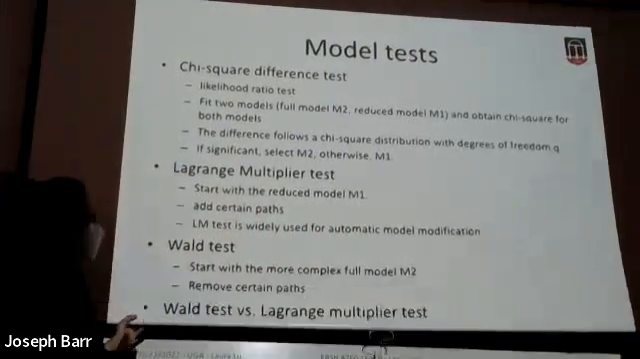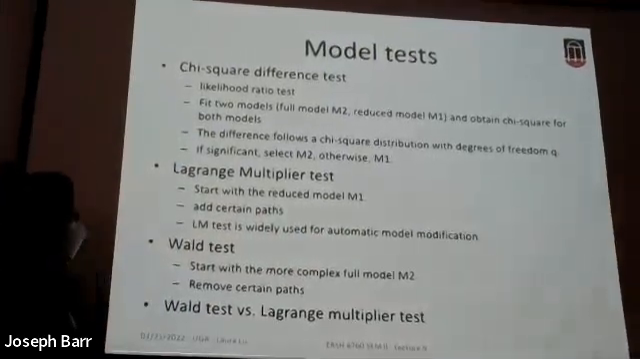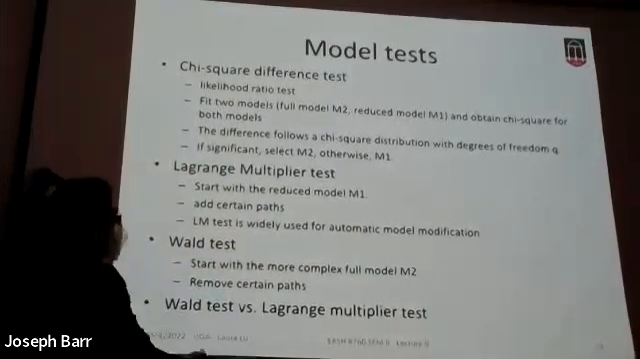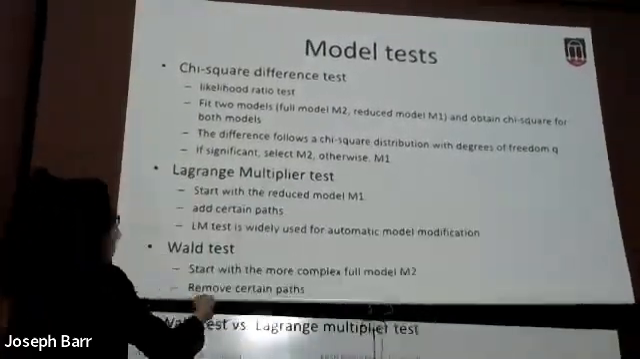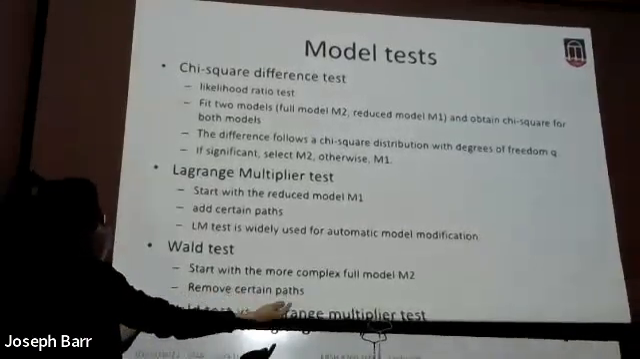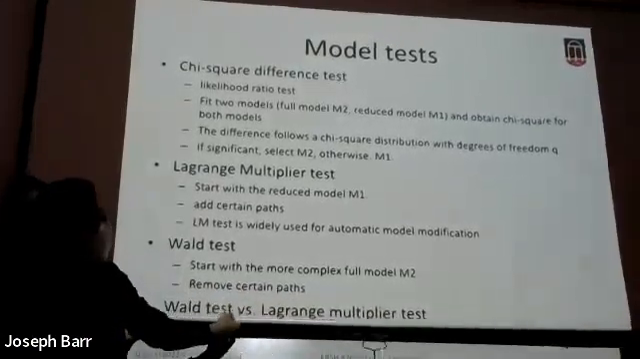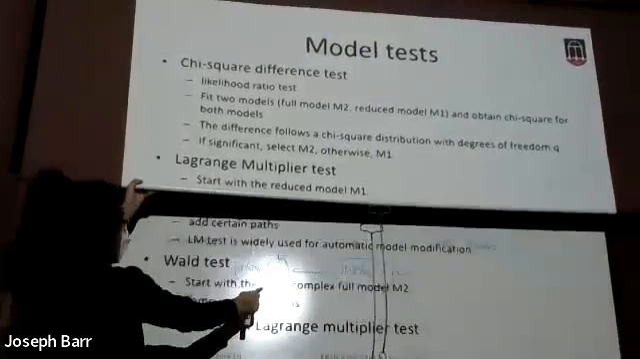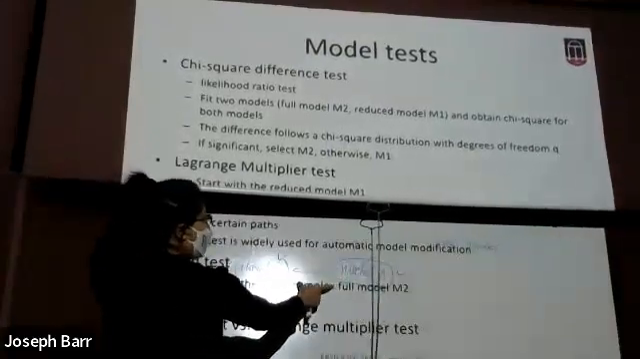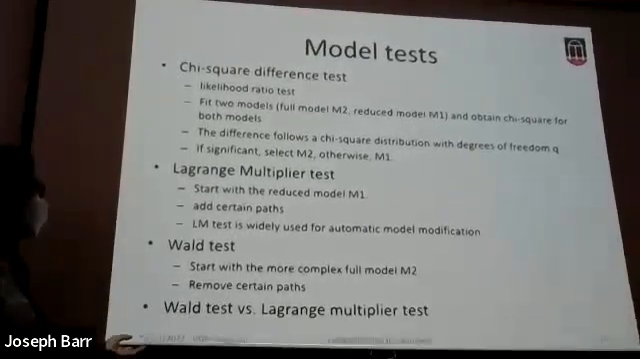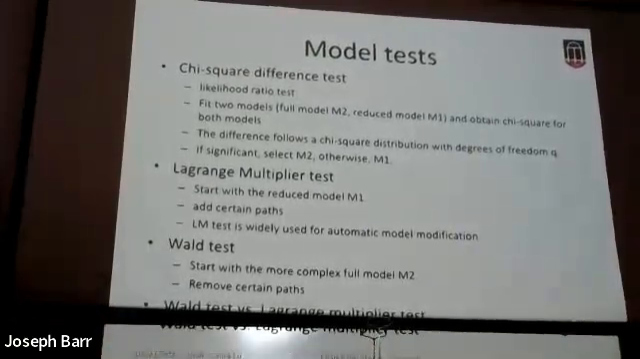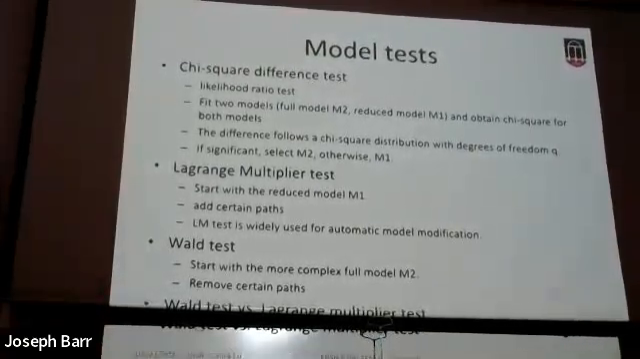And we have another one called the Wald test. Starting from the more complex model, model 2, we try to delete, try to remove some paths from the complex model. And then we compare these two models. We will use these two tests in our example. So we will do all of these tests.